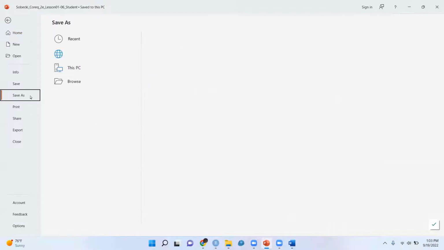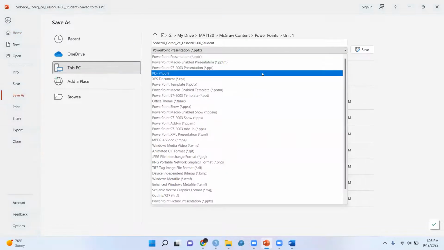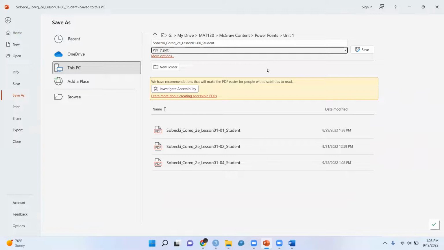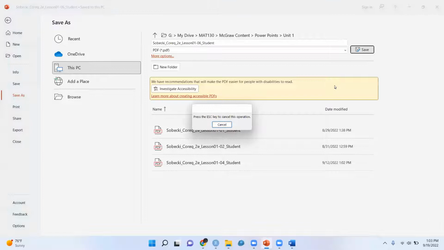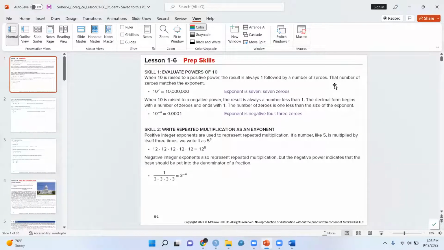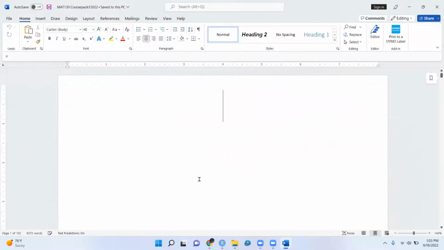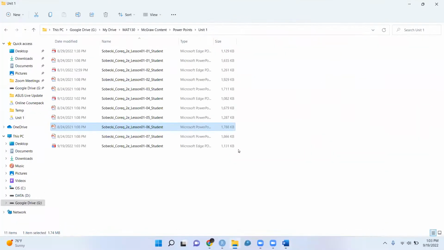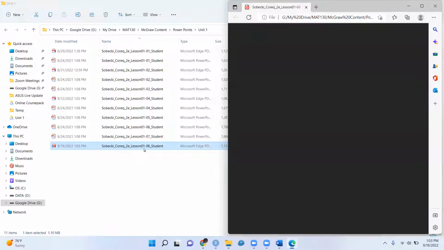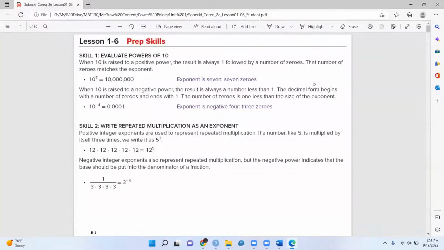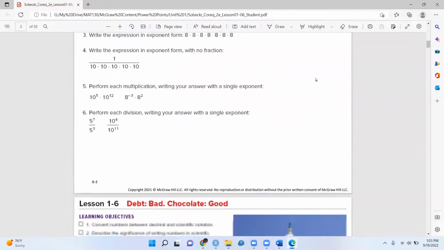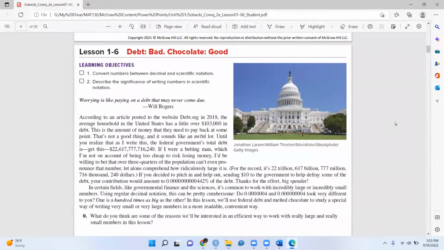You know what? I'm going to do this as a PDF. Okay. So 1.6 is a very short section because there's really just one thing I want us to work on in 1.6, and that is scientific notation. And so here we're converting numbers between decimal and scientific notation.